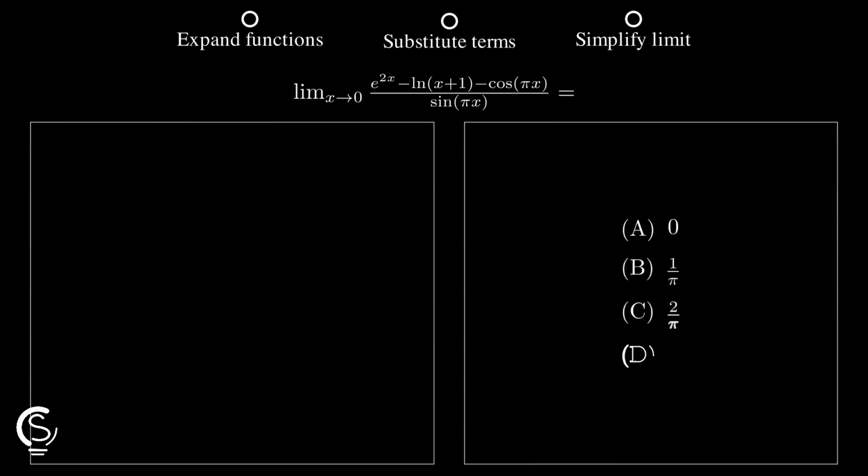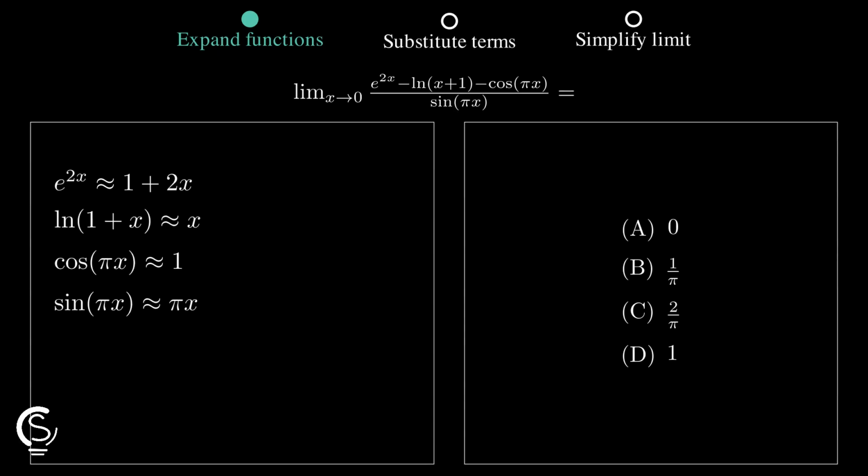First, replace each transcendental function with its Taylor series expansion centered at 0. Keep terms up to the first order to capture the behavior as x approaches 0. You got this!